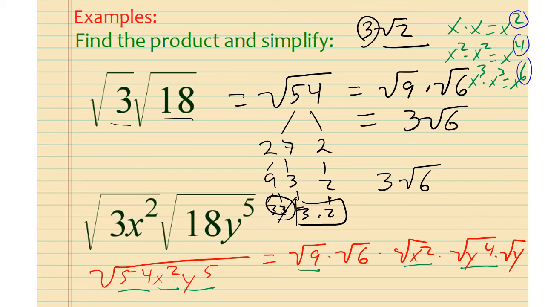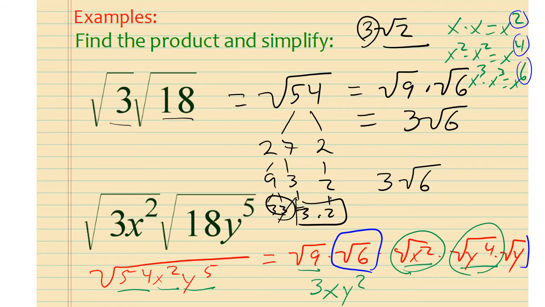Now I'm going to take the square root of the things I can. The square root of 9 is 3. The square root of x squared is x. The square root of y to the 4th is y squared. The square root of 6 and the square root of y have to stay inside the radical.